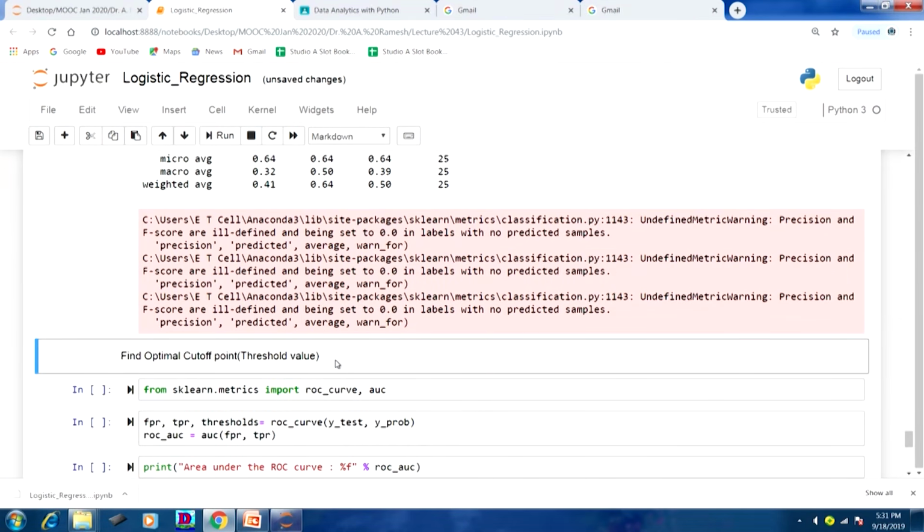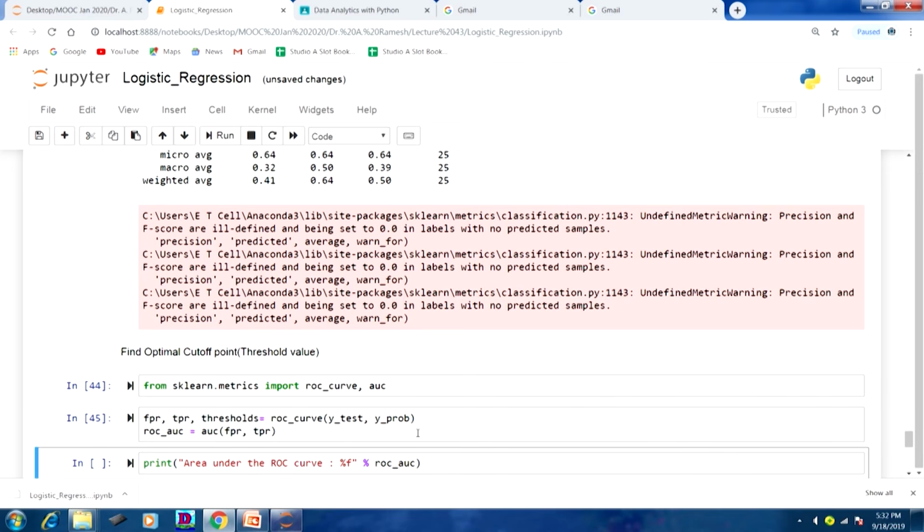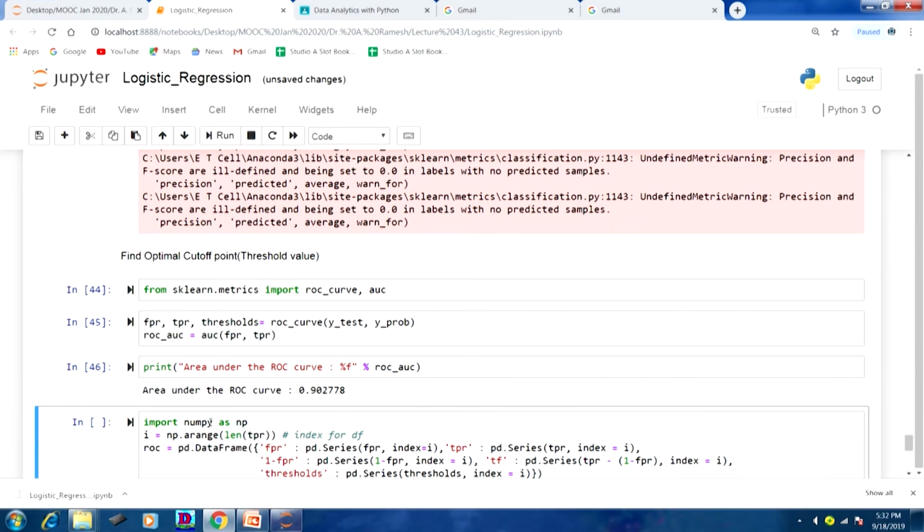Now, the important task in our class is to choose the optimal cutoff point, cutoff point in the sense of optimal threshold value. So, we will import roc_curve, then we will run roc_curve with y_test and y probability, then we will print the area under the ROC curve, that is the AUC. The area under the ROC curve is 0.90.